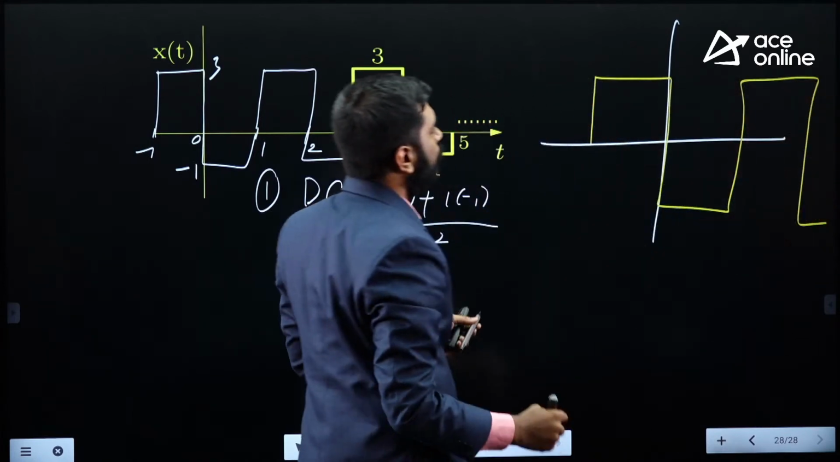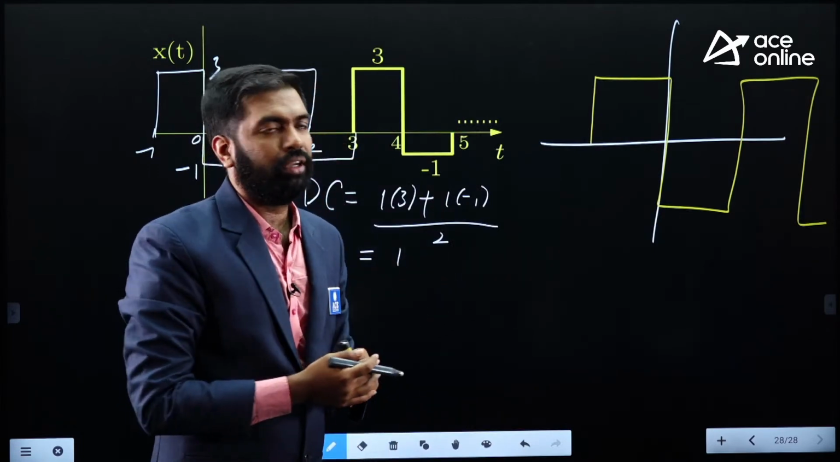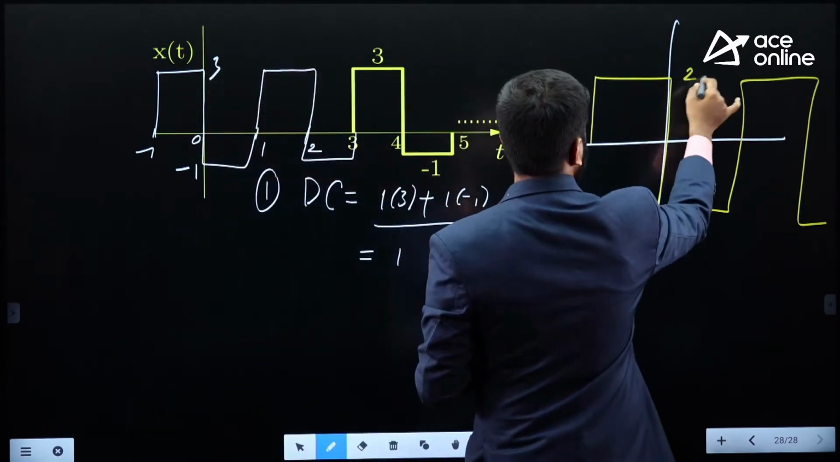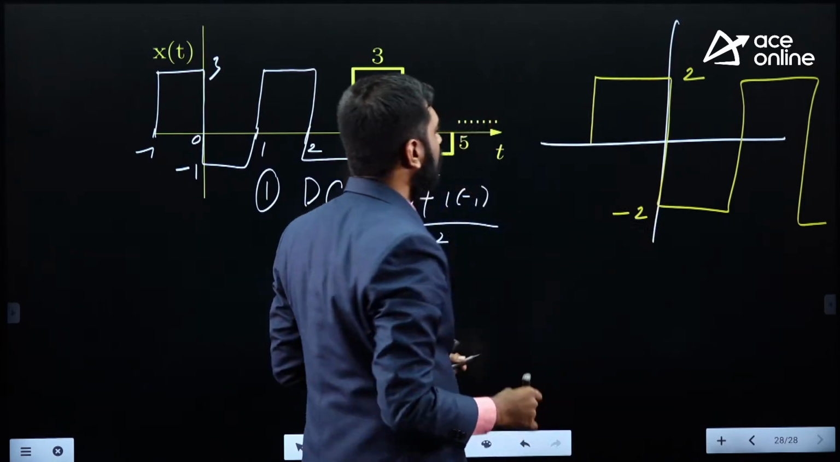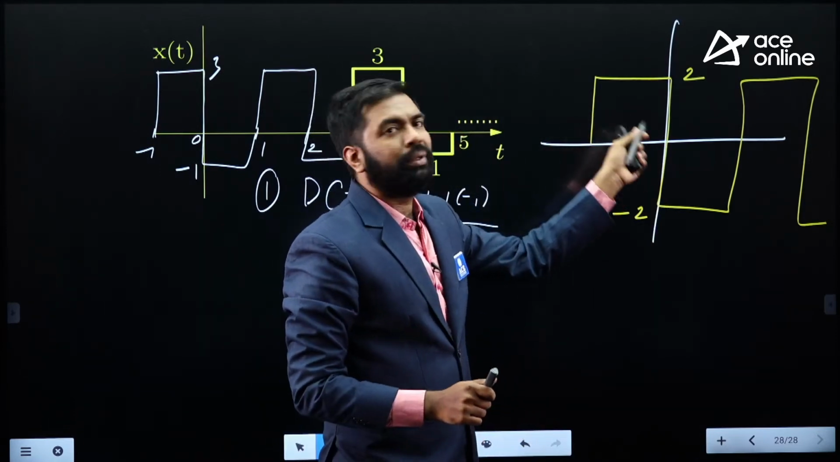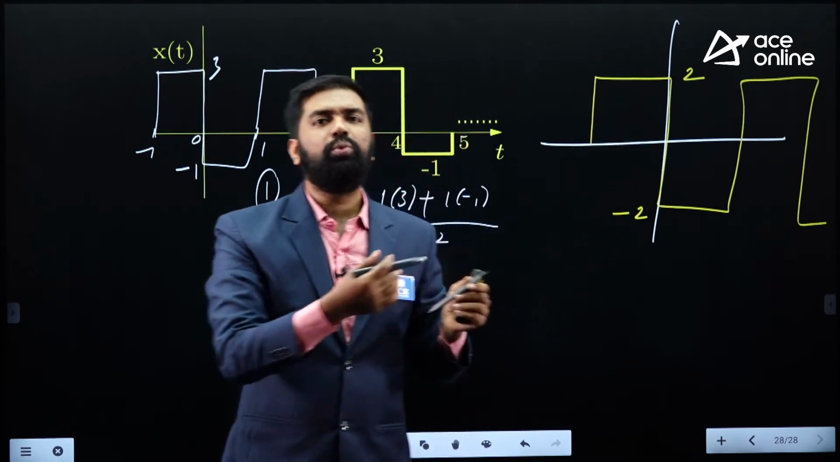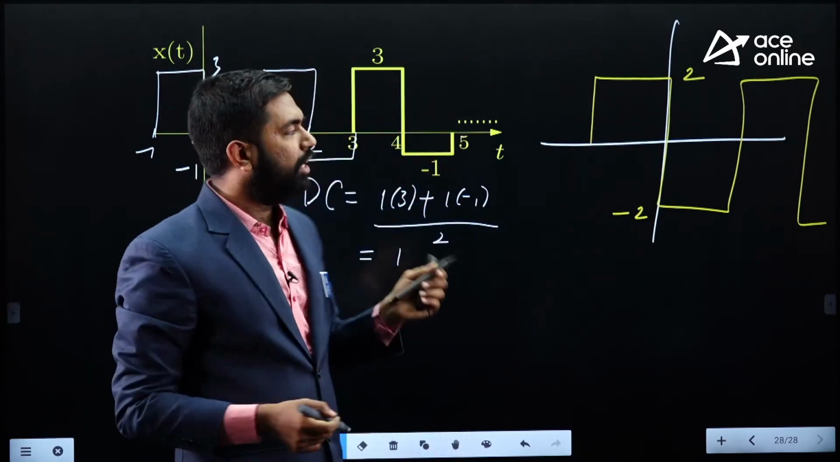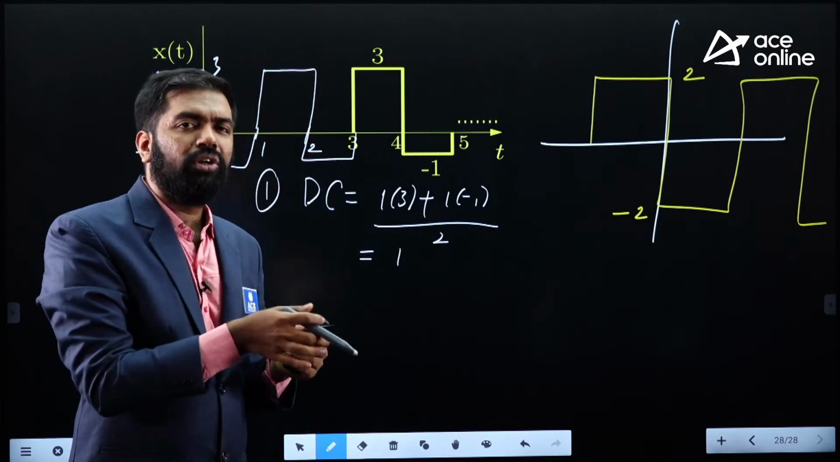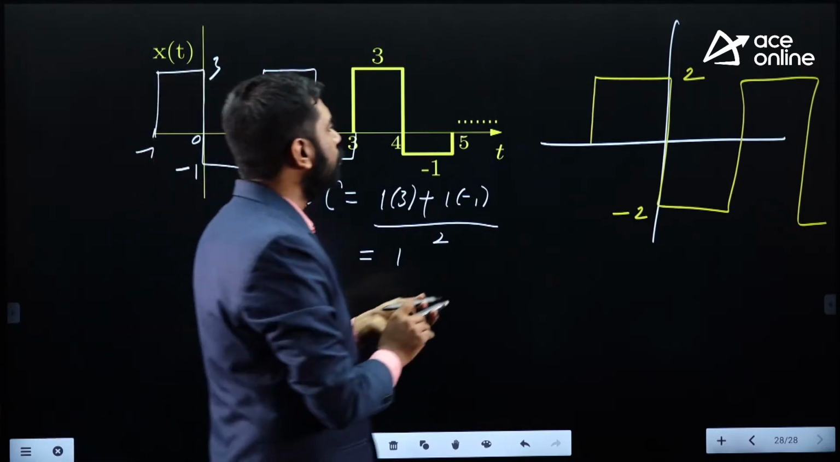Okay. So now comment about the symmetry. This is 2, this is minus 2. Clearly it's an example of an odd signal. If you want, you can do whatever procedure we have done earlier. It is odd, not just odd, it has got half wave symmetry as well. So how do you check that?